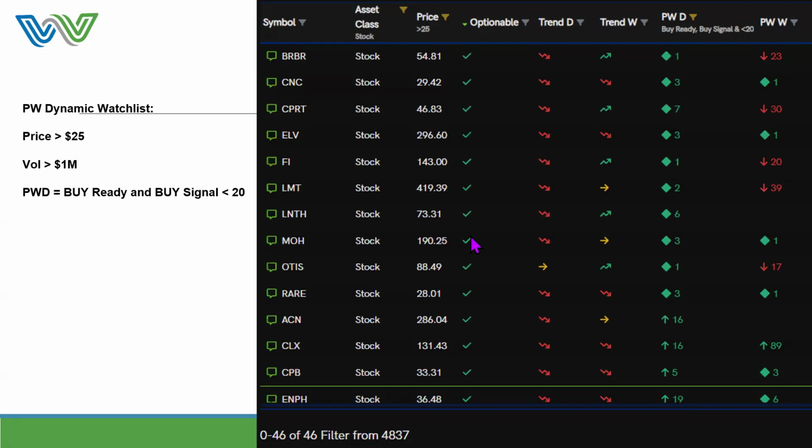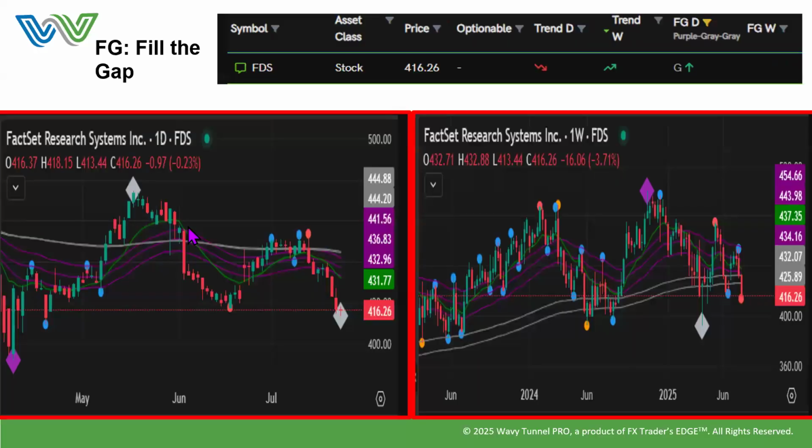But you can see the distinction here is this is the buy ready, and then this would be the buy signal with the up arrow. Okay, now let's move to the fill the gap trade. And I just have one example here.